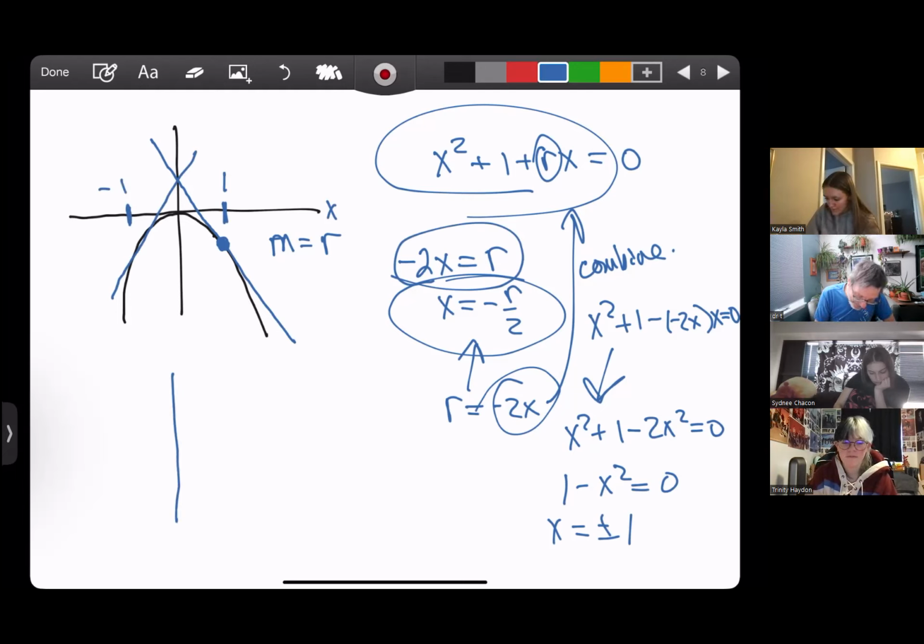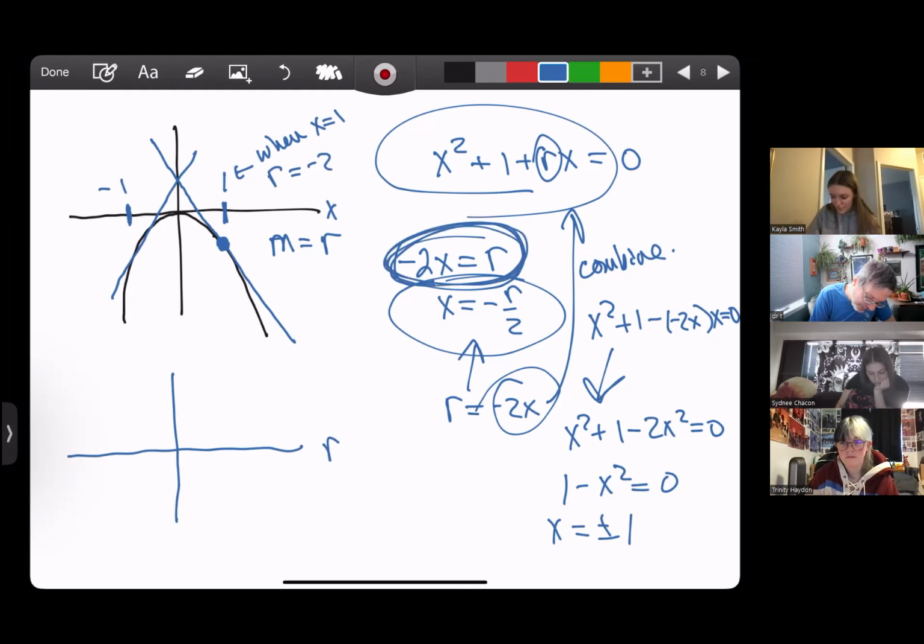So if I was looking at my bifurcation diagram, let's put a couple other things here. When x equals 1, the bifurcation parameter is -2, and I'm getting that from this relationship right here. And then over here, when x equals -1, the bifurcation parameter is +2.